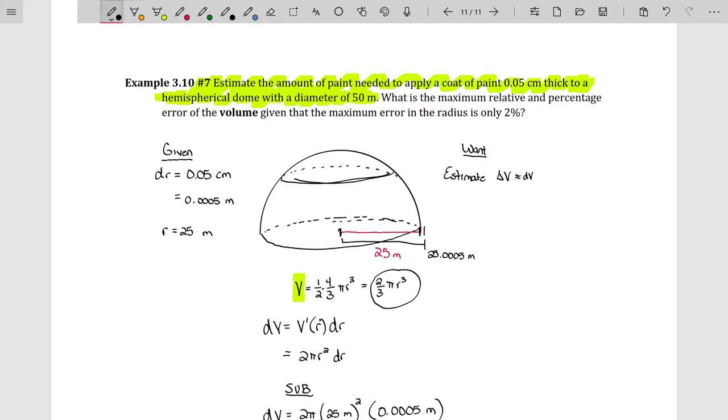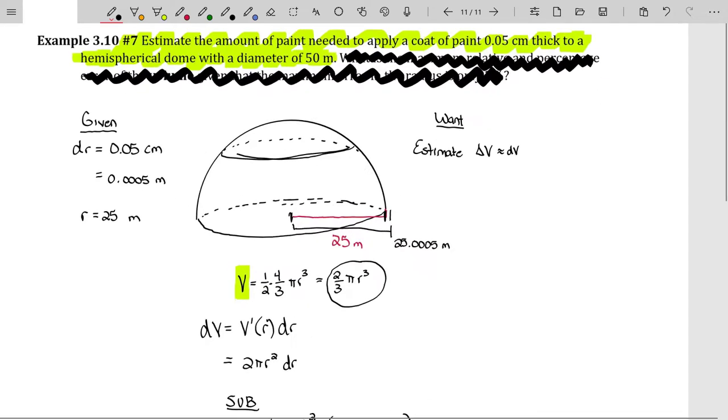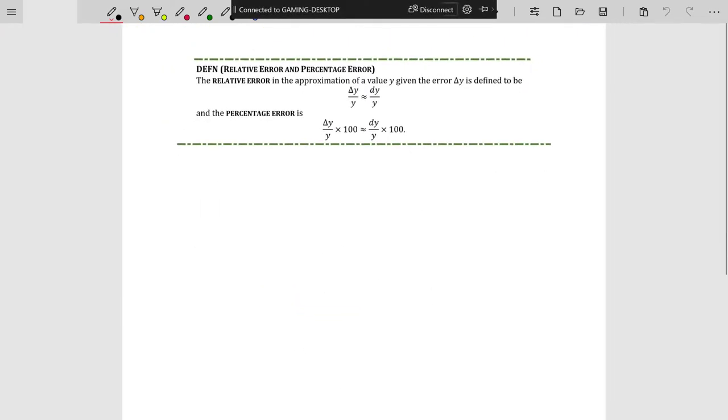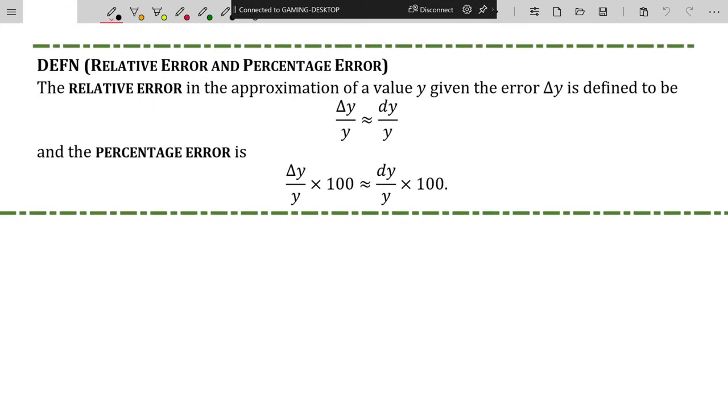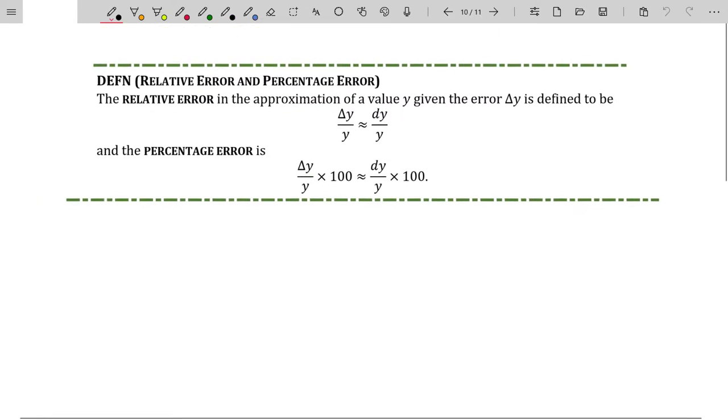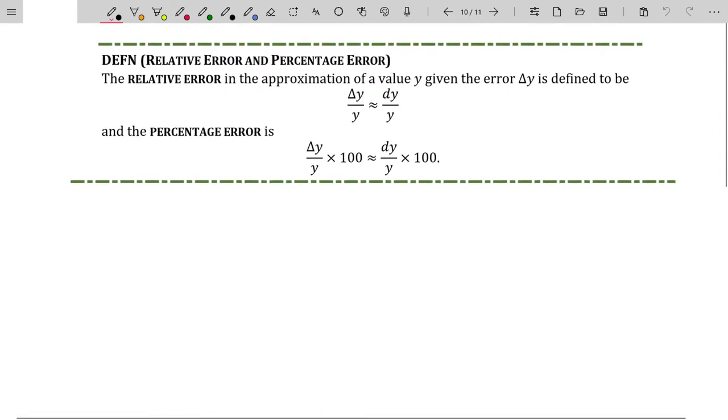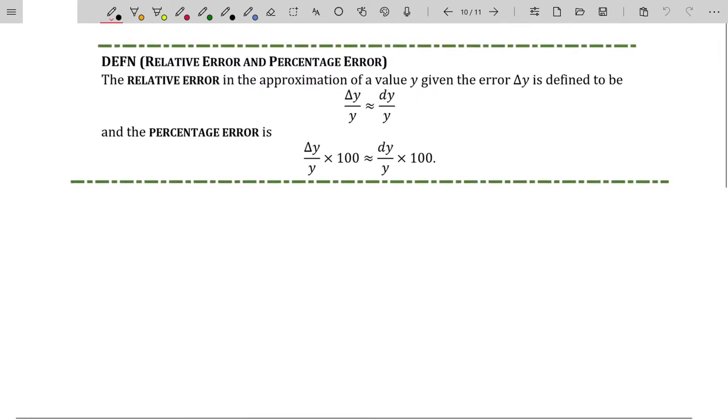Now, I think that second part is miswritten. So instead of saying that, I'll cross all that out, I'll just say, relatively speaking, what is the error? Now, recall from the error estimate over here that if you have delta y over y, that can be approximated by dy over y. I'd actually like to spend a little bit of time at the very end of this video to talk a little bit more about that.